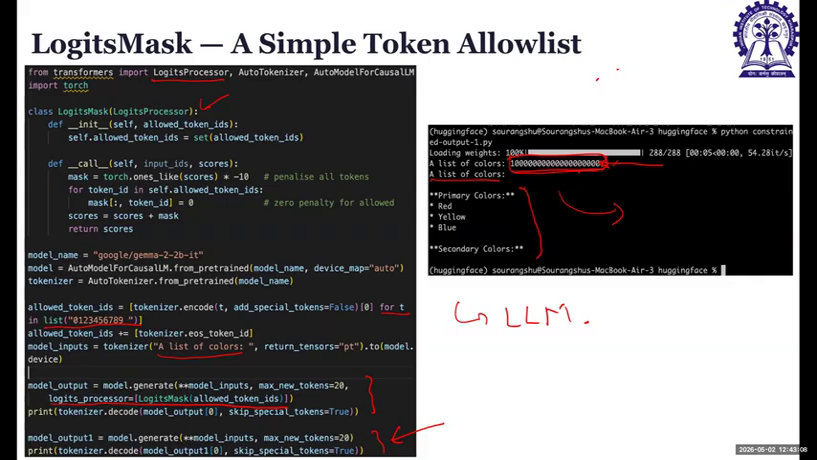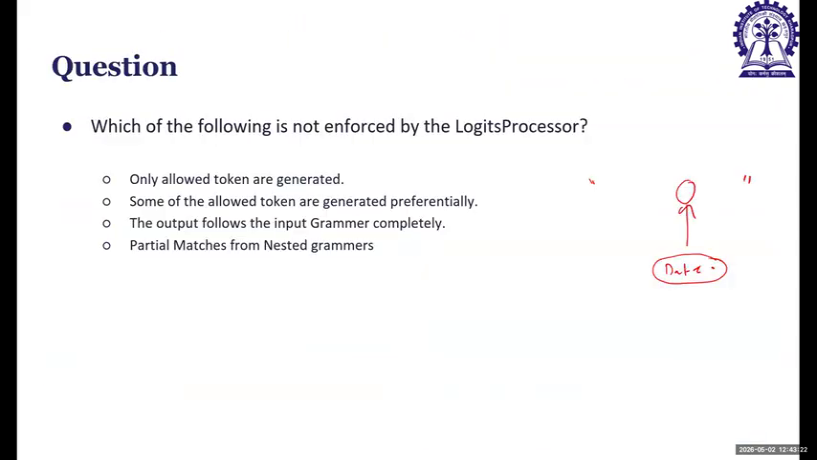Is the logits processor reliable each and every time we run it for multiple iterations? Because coming back to that MCQ where the correct option was option 3 as per you, the output does not follow the input grammar completely, it is not enforced, right? No. Okay, so it is enforced completely to a prefix, like I mentioned, right?